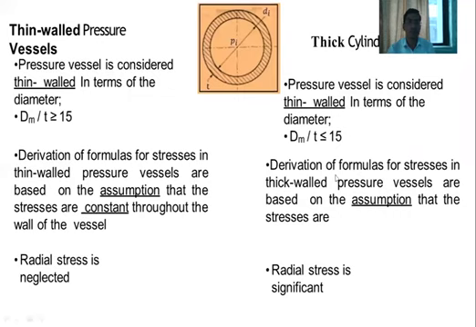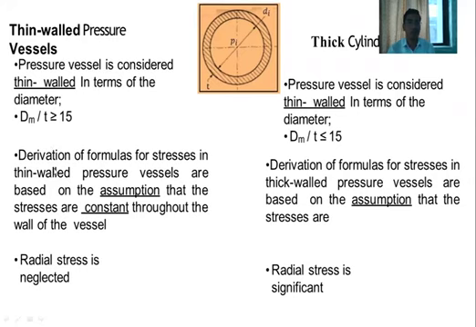Next is the classification of thin walled pressure vessel and thick cylinder. The thin walled pressure vessel is defined by the ratio of diameter to thickness. If it is greater than or equal to 50, then such a vessel is called a thin walled pressure vessel.